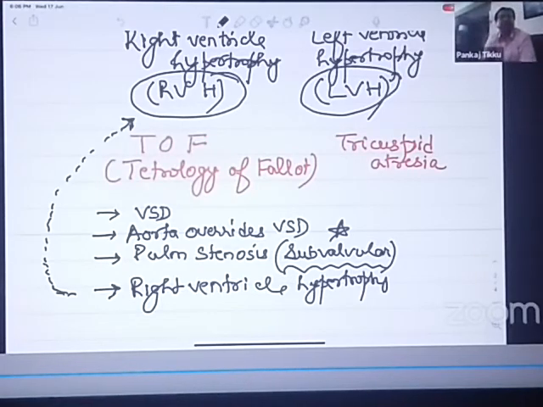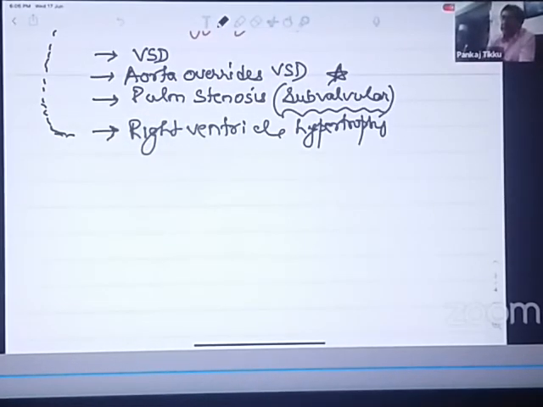So what are the components of tetralogy of Fallot? Why do we call it tetralogy? The components of tetralogy of Fallot are, please see this. The components of tetralogy of Fallot are like this.